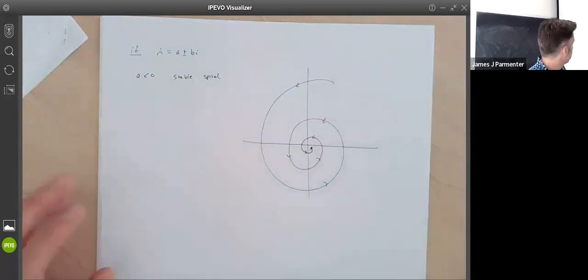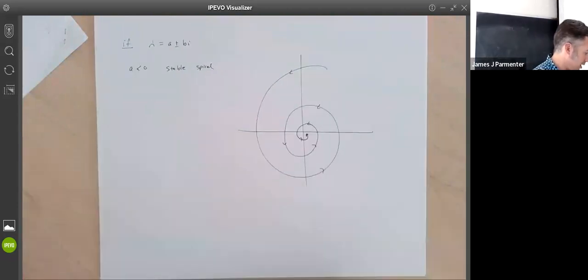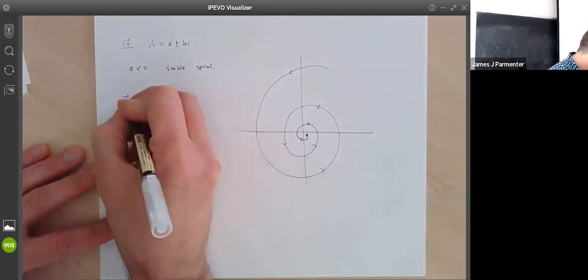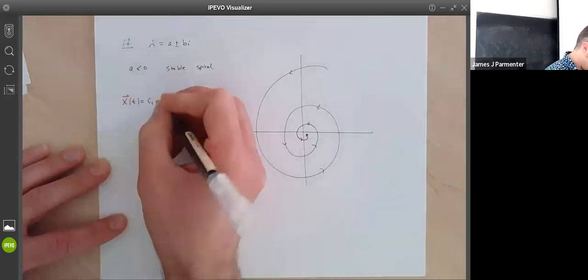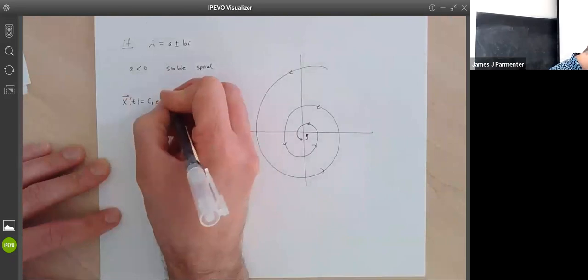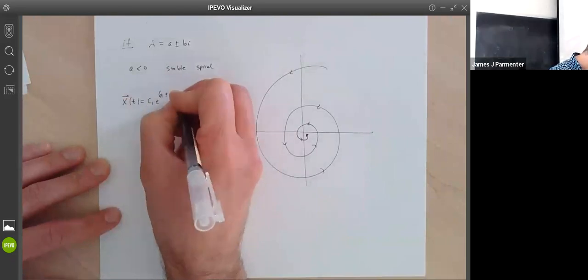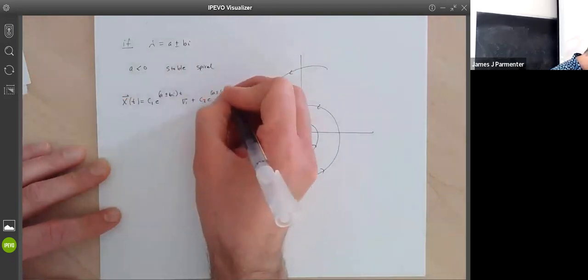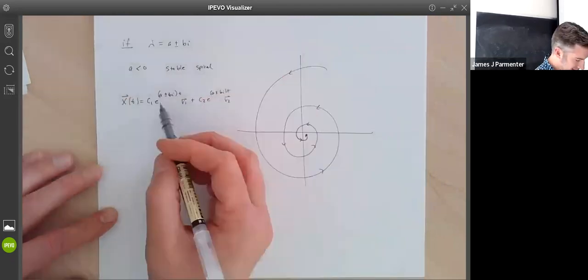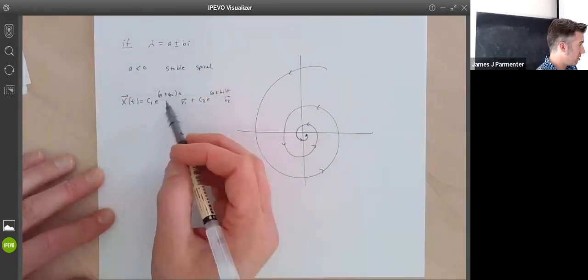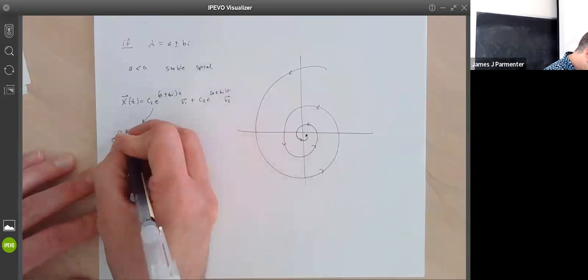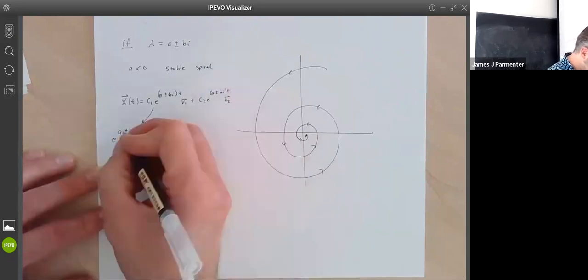It's not super important, but it's not too hard to figure out once you know it's a spiral. And this goes along with the same thing: our solutions look like C1 e to the (A plus or minus Bi)t times V1 plus C2 e to the (A plus or minus Bi)t times V2. Again, if A is negative, these are going to be getting smaller and smaller.